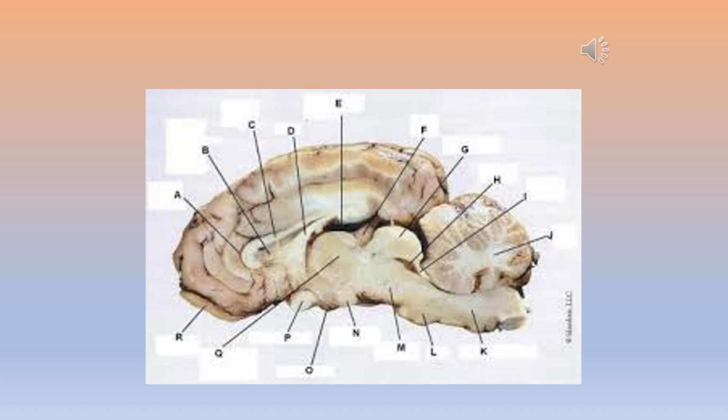So K is the medulla oblongata. Move along to letter L. That little pot-belly shaped area of the brainstem is called the pons. Letter M, that is the midbrain. Notice that the midbrain has a roof. The roof is called the tectum.